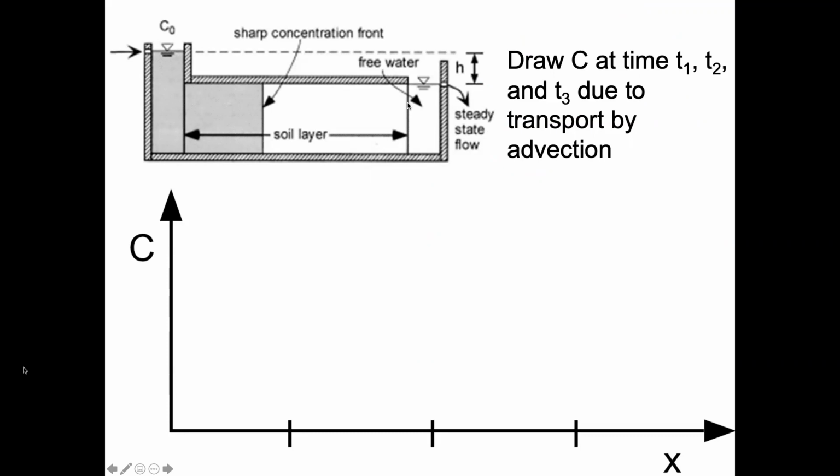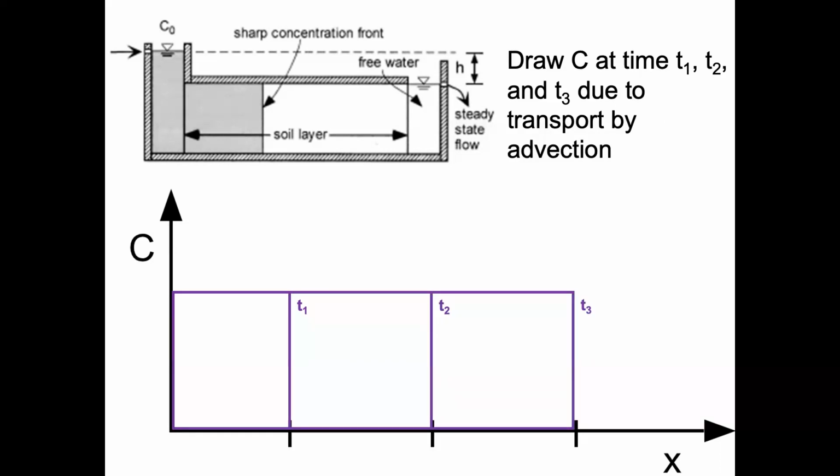So here's another one I want you to think about. This is slightly different. I want you to think about drawing the concentration at time 1, 2, and 3 due to transport by advection. So let's go ahead and think about that. How would you draw the transport by advection in the system at 3 different times? So at time 1, we would have our first initial input. Our second time, we would see it move to the next place, and our third time, and so on and so forth.